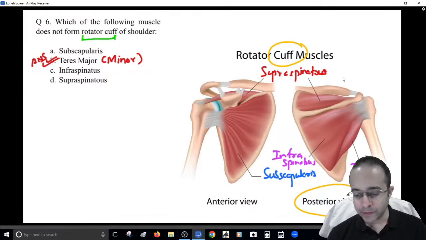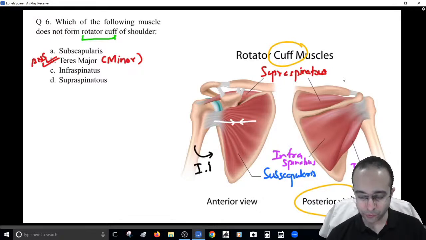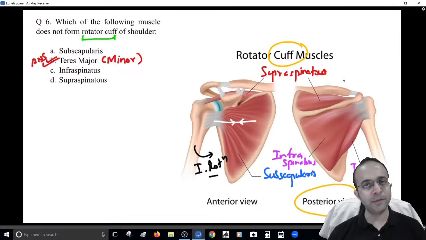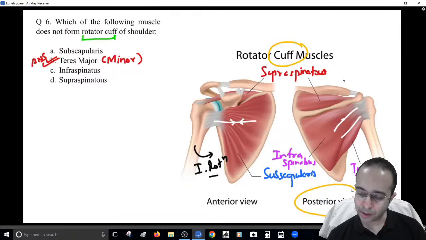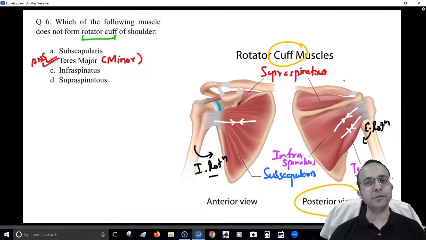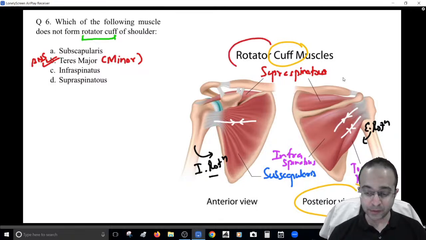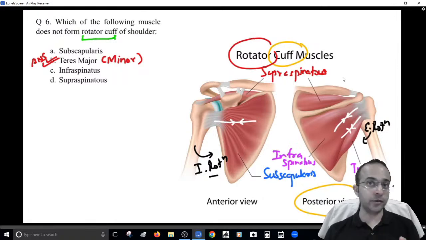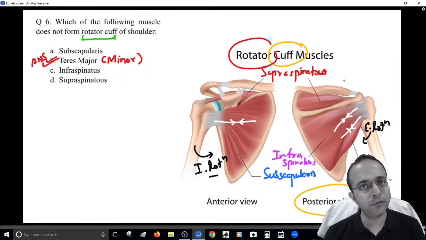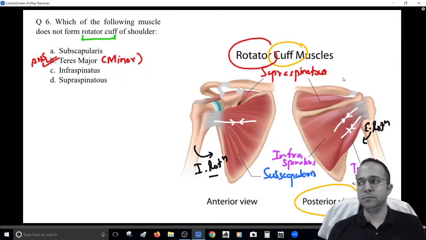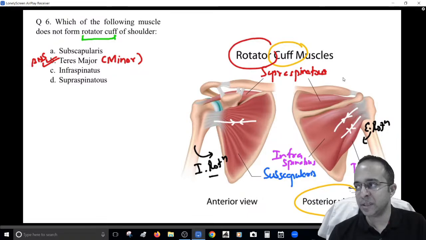Now you can very well imagine that if this muscle subscapularis in the front will contract, it's going to pull the shoulder into a position of internal rotation, common sense. And if these muscles at the back are going to contract, they are rather going to pull this humerus into a position of external rotation. So you can very well see that these are the muscles rotating the shoulder internally and externally. So the word rotator cuff. So clear with that anatomy part?